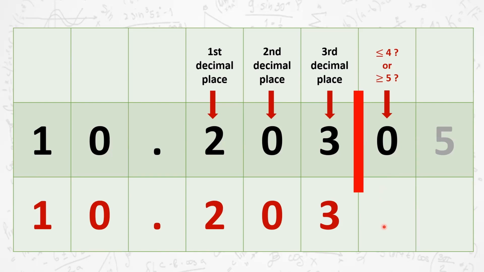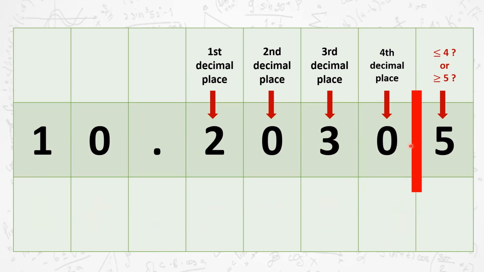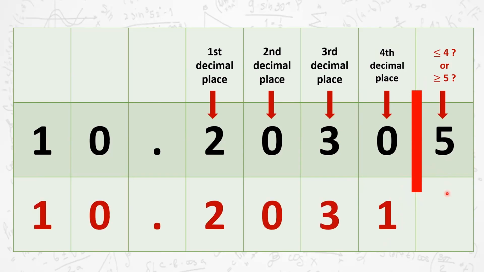10.203. If the question asks me to write this number correct to 4 decimal places, my cutoff point will be after the 4th decimal place, which is here. I'm interested in the next digit, which is 5. Because it's 5, I need to round it up. So if the question asks me to correct this number to 4 decimal places, the answer will be 10.2031.